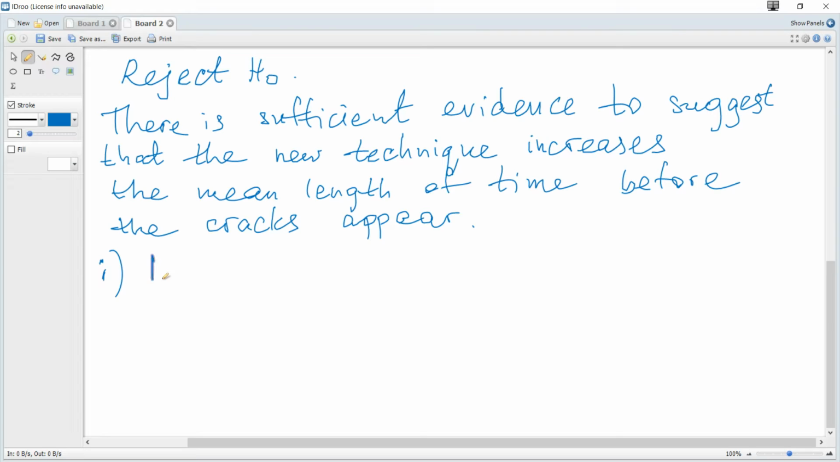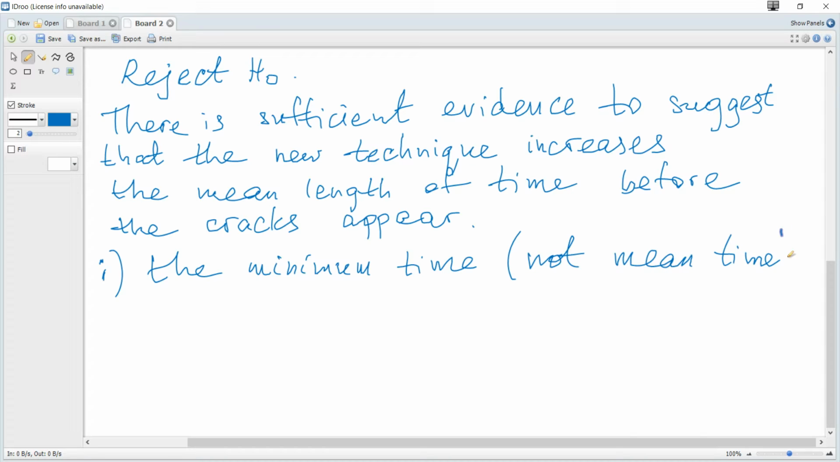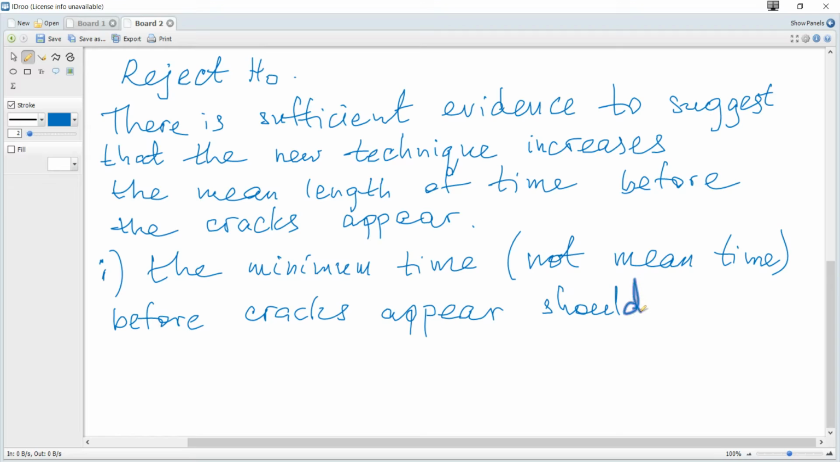So the minimum time, not mean time, before cracks appear should be considered given the context.